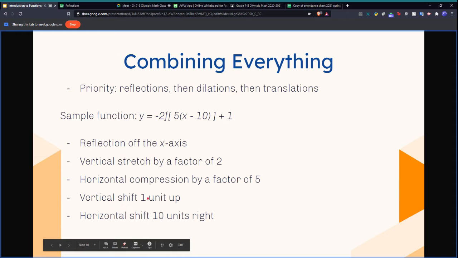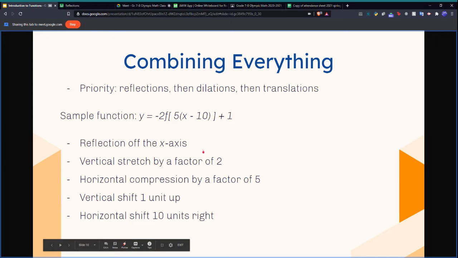So here your vertical shift would be 1 unit up. That's usually easier to look at. Your vertical shift is whatever is outside of the function. So it's just 1 unit up right here. Your horizontal shift would be whatever's inside here. So you have x minus 10. So that means your horizontal shift would be 10 units to the right. Not left, but the right.